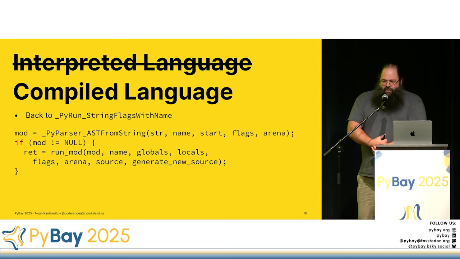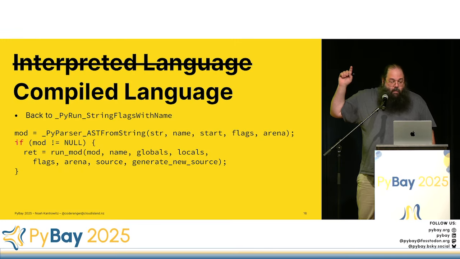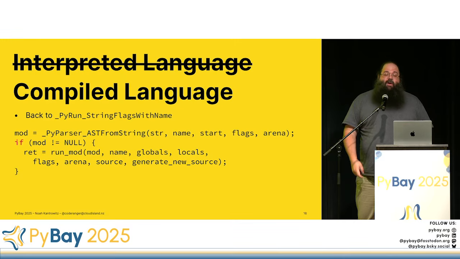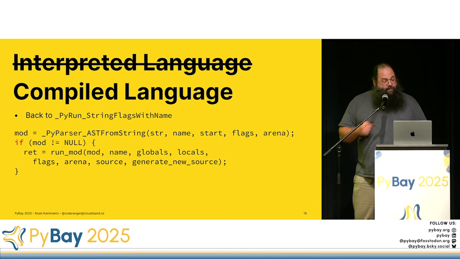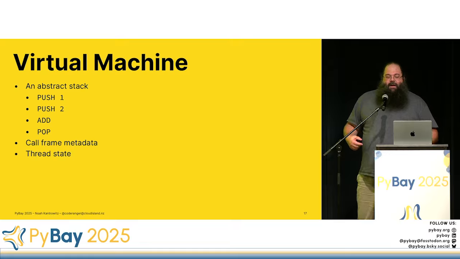Many words have been said over the years about whether Python is or isn't an interpreted language or a compiled language, and honestly, I've mostly lost interest in the debate, but we can now show really clearly Python is a compiled language because our next stop is the Python compiler. So at this point in the code, PyParser AST from string has given us back an AST for our module, and we're going to pass that to the function runMod, and we're going to spend a lot of time in that, so get used to it.